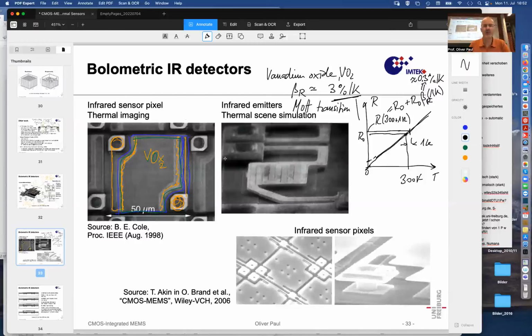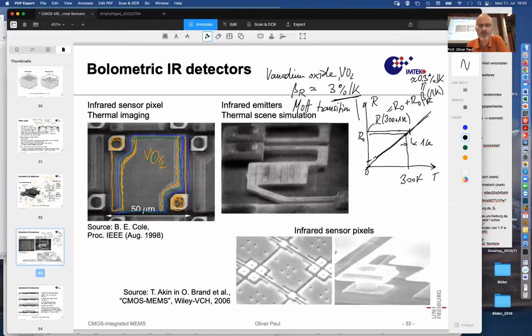If you have something more conductive, like maybe this platinum line, then you make a meander in order to accumulate more resistance to make the measurement easier. And then, well, there are some other designs of such structures.